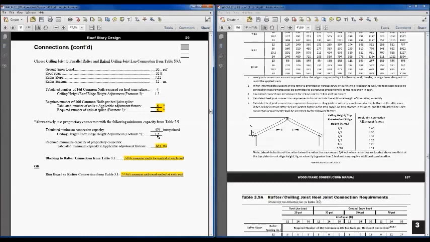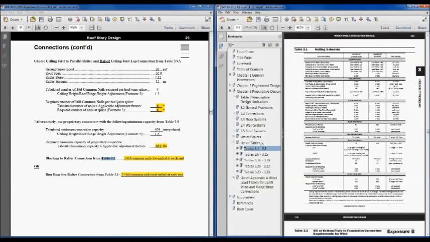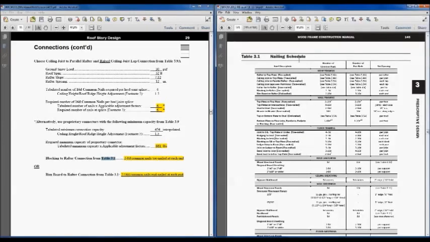Then table 3.1, and I didn't get to go there earlier, so I'm going to do that right now, just so I can show you the catch-all table. If you don't see a table that provides some answers for your load path, go to table 3.1, because that's the nailing schedule for just about every part of the structure.